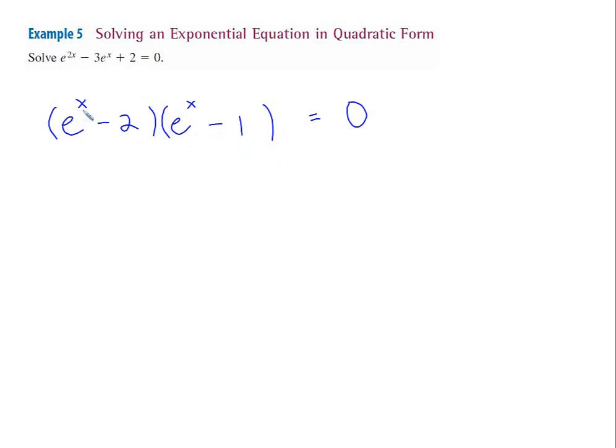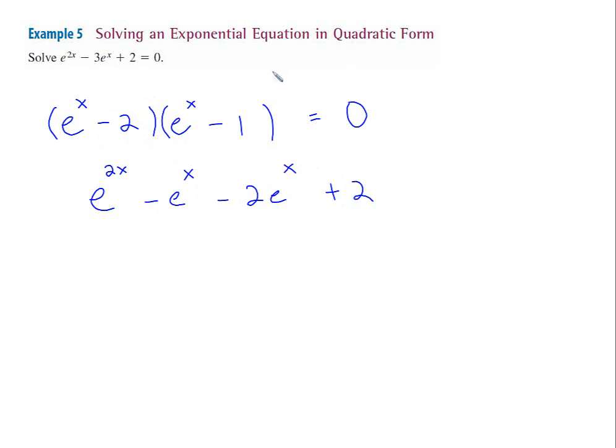Okay? Because what happens if you multiply e to the x times e to the x? Remember, you're adding the exponents, so wouldn't that give you e to the 2x? And then when you multiply here, that's going to give you negative e to the x. When you multiply here, that'll give you negative 2 e to the x, which means these are like terms now, so that gives you negative 3 e to the x. Then when you multiply here, that gives you positive 2. Okay? So this is how you factor a quadratic.